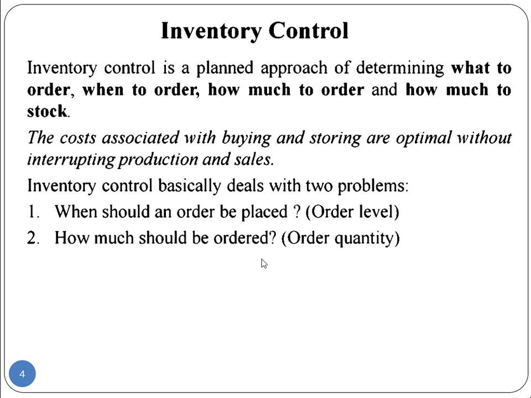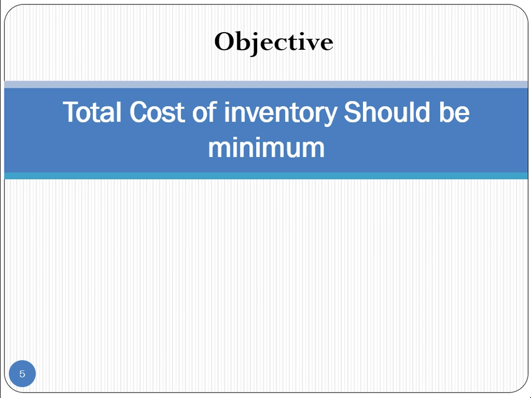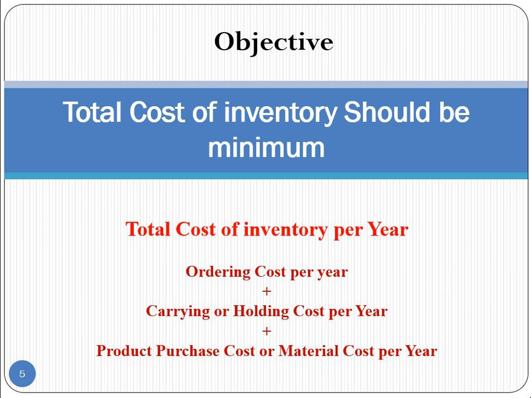If you take a grocery item, then we can also understand this thing. When you are going to buy the grocery items and how much grocery items you are going to buy. This is the thing. What is the order level and order quantity? And these are the objectives over there.